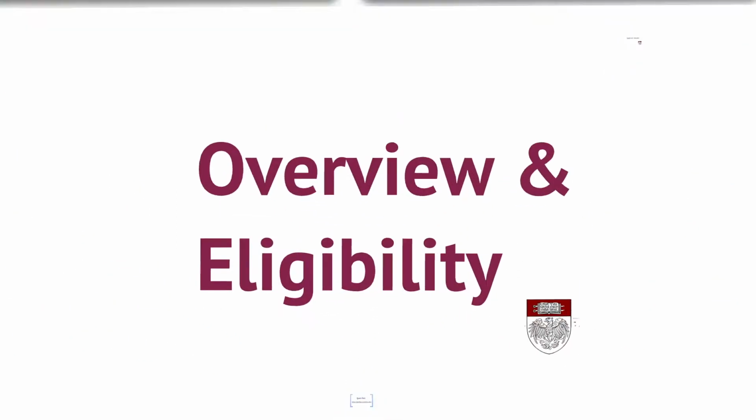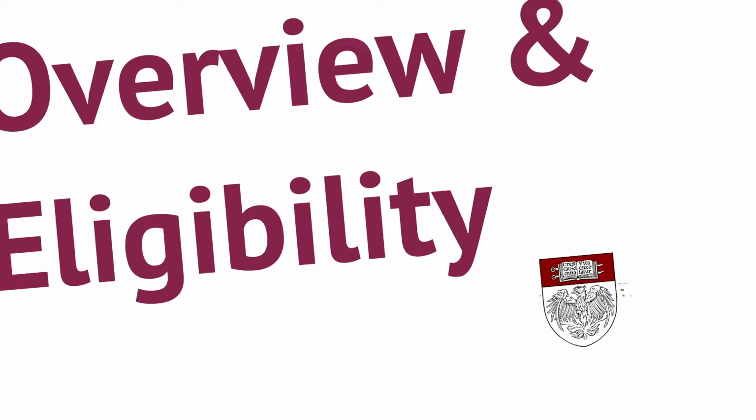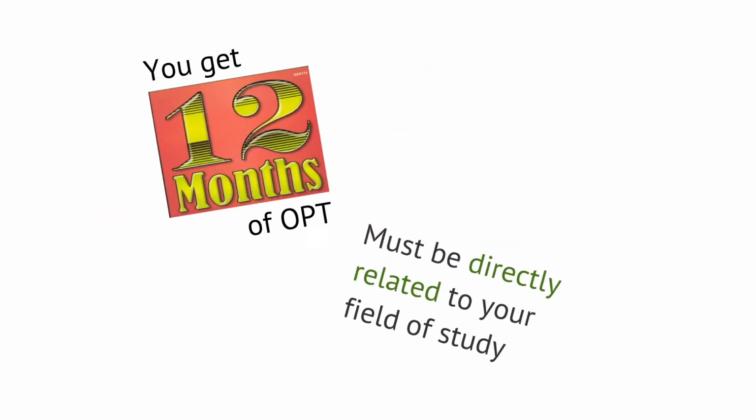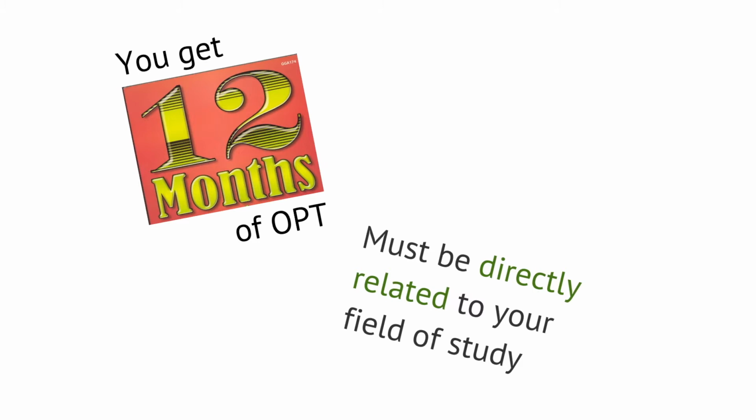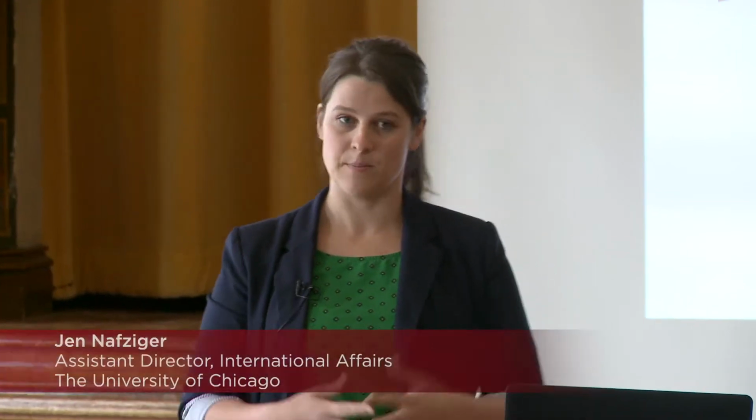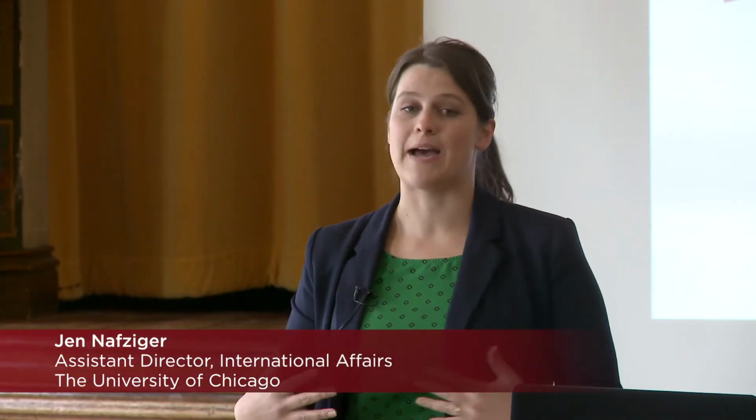So to begin with, OPT, or optional practical training, is a work authorization type for F1 degree-seeking students to work in jobs related to their field of study for up to 12 months per education level. So for every degree level you're in, you're allowed 12 months of post-completion OPT. That means if you do 2 master's degrees, like an MBA and then an MS degree, you're still only allowed 12 months total for both programs.